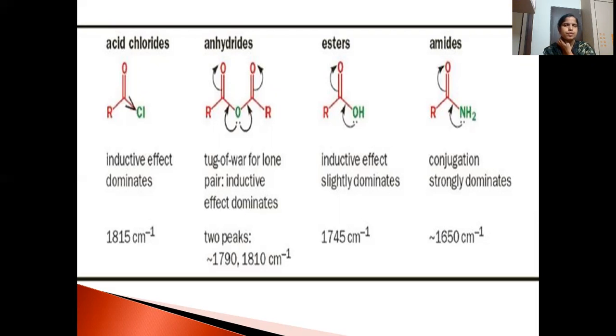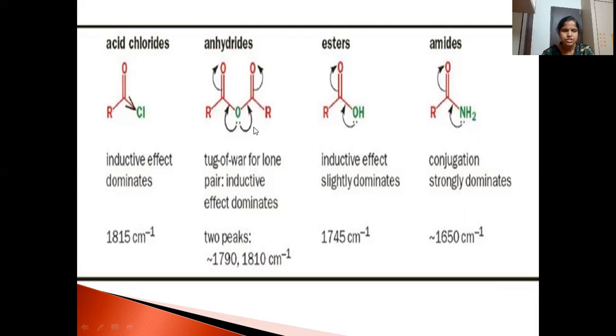So when the C=O bond length decreases, the vibrational frequency will increase. That is why it is showing at a higher vibrational frequency, which is 1815 cm⁻¹. Then anhydrides. In anhydrides, we have a tug of war for lone pair electrons. The lone pair electrons are present on the center oxygen, where they can be delocalized onto this carbonyl group or else the other carbonyl group.